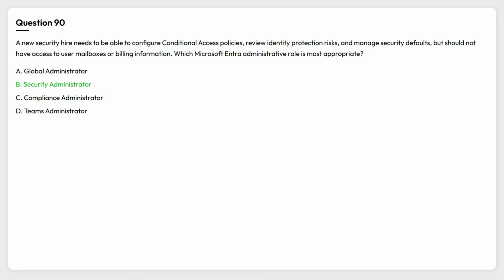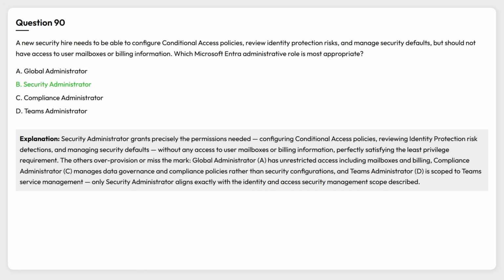The correct answer is option B, Security Administrator. Security Administrator grants precisely the permissions needed, configuring conditional access policies, reviewing identity protection risk detections, and managing security defaults without any access to user mailboxes or billing information, perfectly satisfying the least privilege requirement.